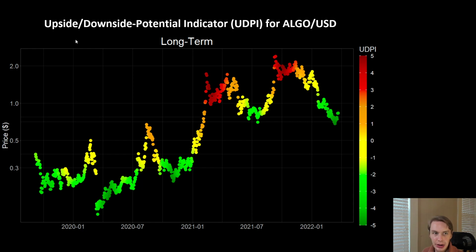So that's what the upside downside potential indicator is saying. And this is the long-term version, about more macro moves that play out over months to years.